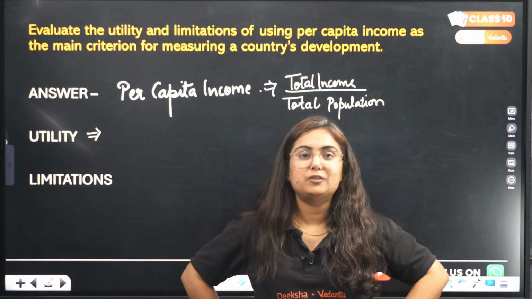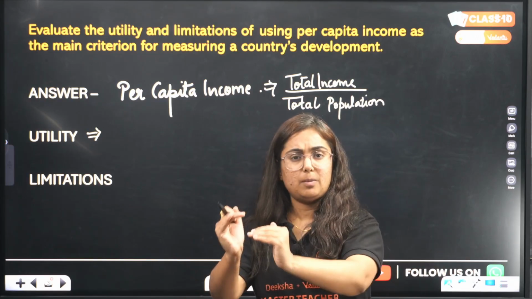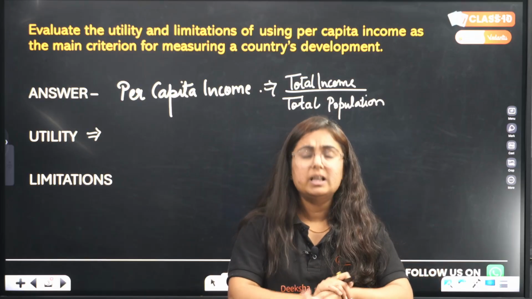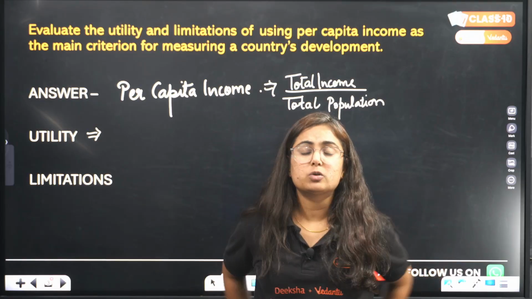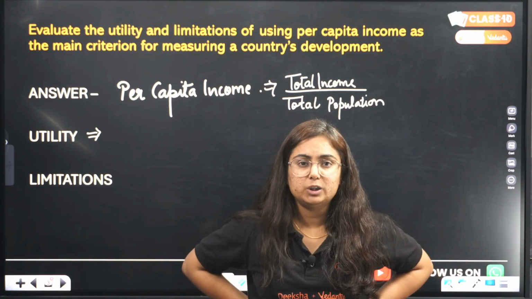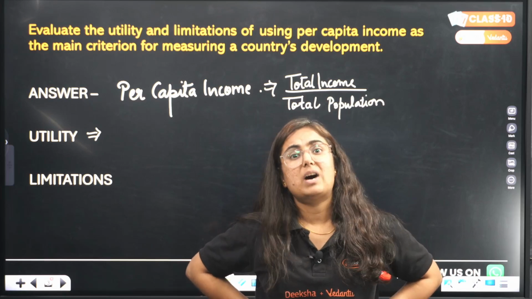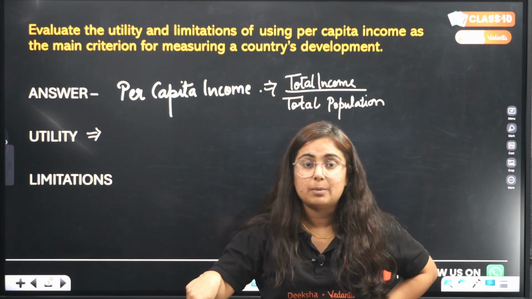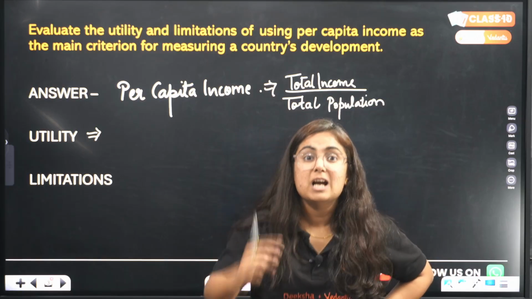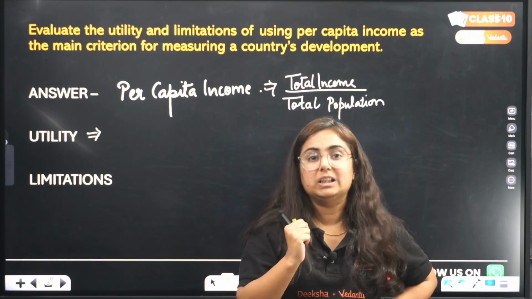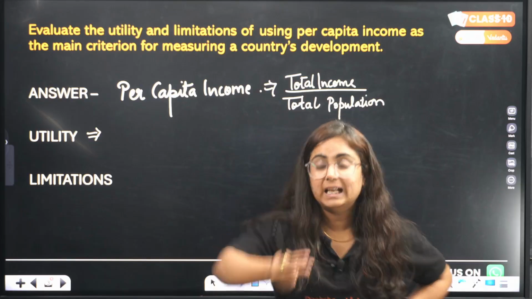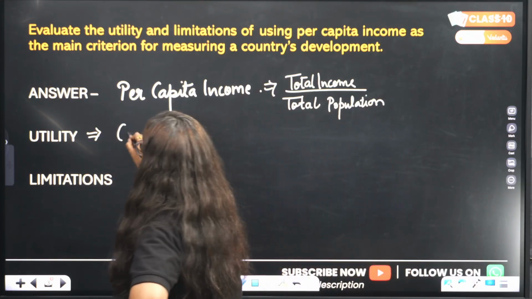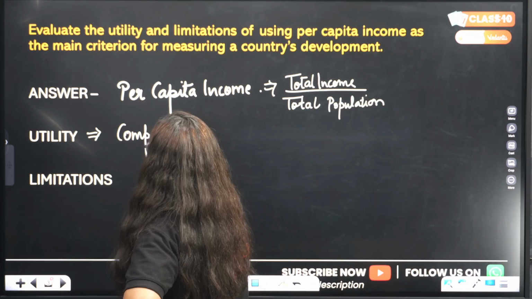Like if we take the example of Japan, small country, small population. China, big country, big population. You start calculating the total income of China and Japan, and you will figure out that there is a vast difference. But does it mean Japan is not developed? It is developed, but the population is also less. So we should figure out the ratio between the two. So why was it done? The utility of per capita income was for comparison.